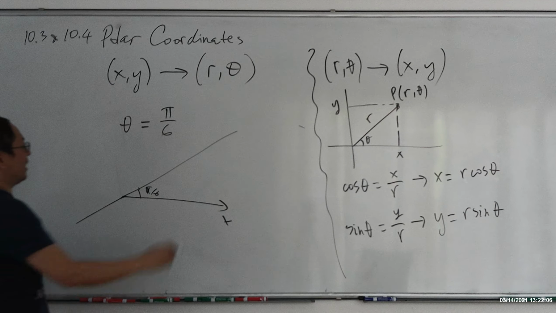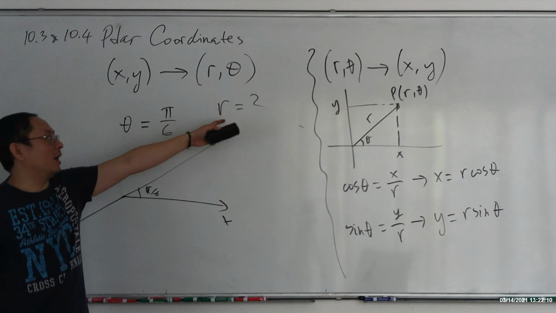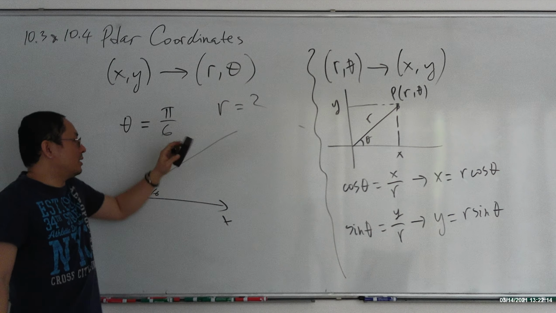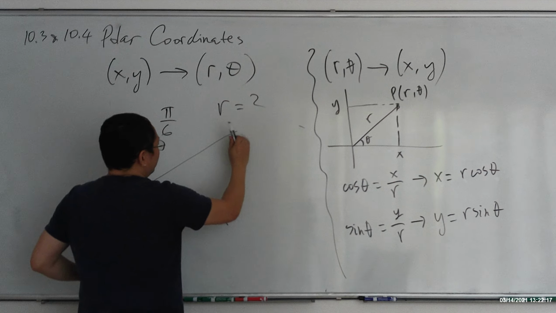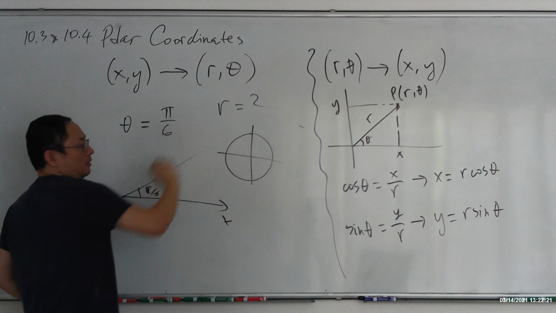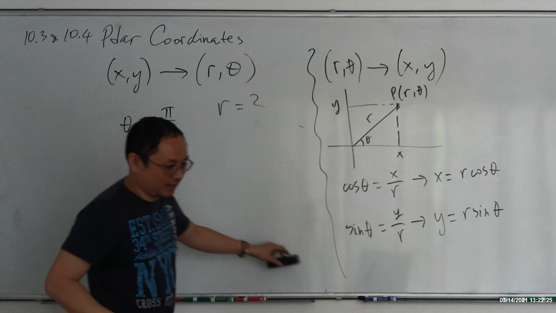What if I give you this? r is equal to 2. Guess what? This is going to be a circle. You see why? Because the thing that changes is the angle theta, and the radius is always 2. And this is going to be a circle of radius 2. Okay. And you're going to draw a flower, like a cycloid.